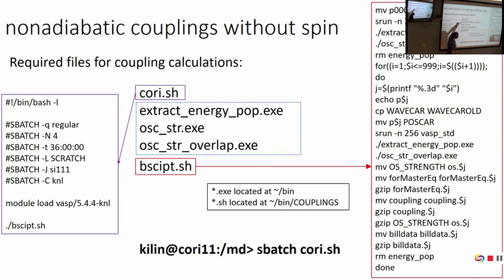So for this one, we just extract some orbital energy, like energy bar. This one calculates oscillator strength. This is an overlap between snapshots at adjacent trajectories. And this is the location of the exe file, and this is the location for the sh file. So after you have prepared all files, you can just submit your job with this command.